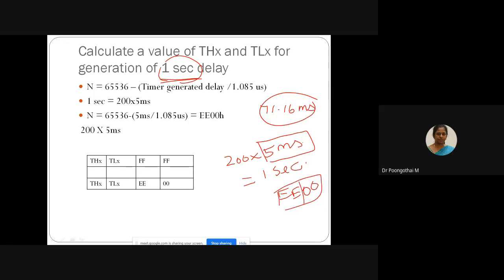The procedure here is, we have to repeat the timer operation 200 times. That is, if I make a 5 millisecond delay in a loop 200 times, it will generate a 1 second delay. So that is the concept. You have to repeat the operation how many times? 200 times. This value will generate a 5 millisecond delay, and you are repeating the operation 200 times. So 5 millisecond into 200 will generate 1 second. That is the meaning.